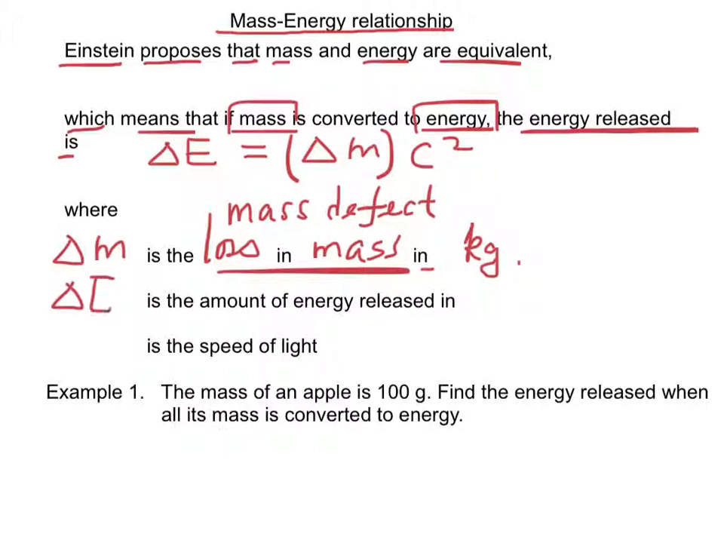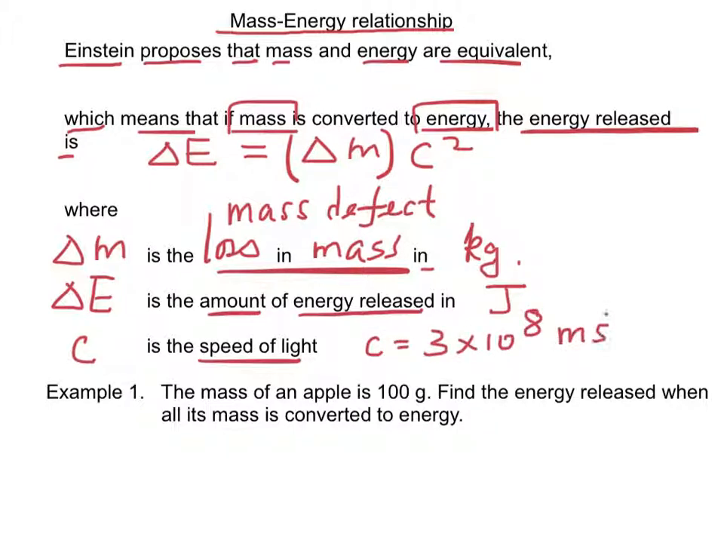ΔE will be the amount of energy released in the unit of joule, and C is the speed of light in vacuum, which is equal to 3 times 10 to the power 8 meter per second.